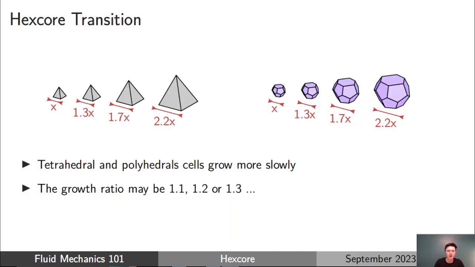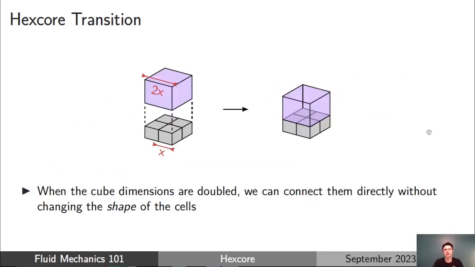And this, of course, is different to what you may have used before for a typical tetrahedral or polyhedral mesh where the growth ratio may be a lot lower, and you're probably more used to seeing growth ratios of 1.1, 1.2 or 1.3. In the Hexcore approach, you want to think of this as a growth ratio of 2. And the reason this works is that when we set the growth ratio to exactly 2, it means that when the cube dimensions are doubled, we can connect them together directly without changing the shape of the cubes. And you can see this here in this simple example.